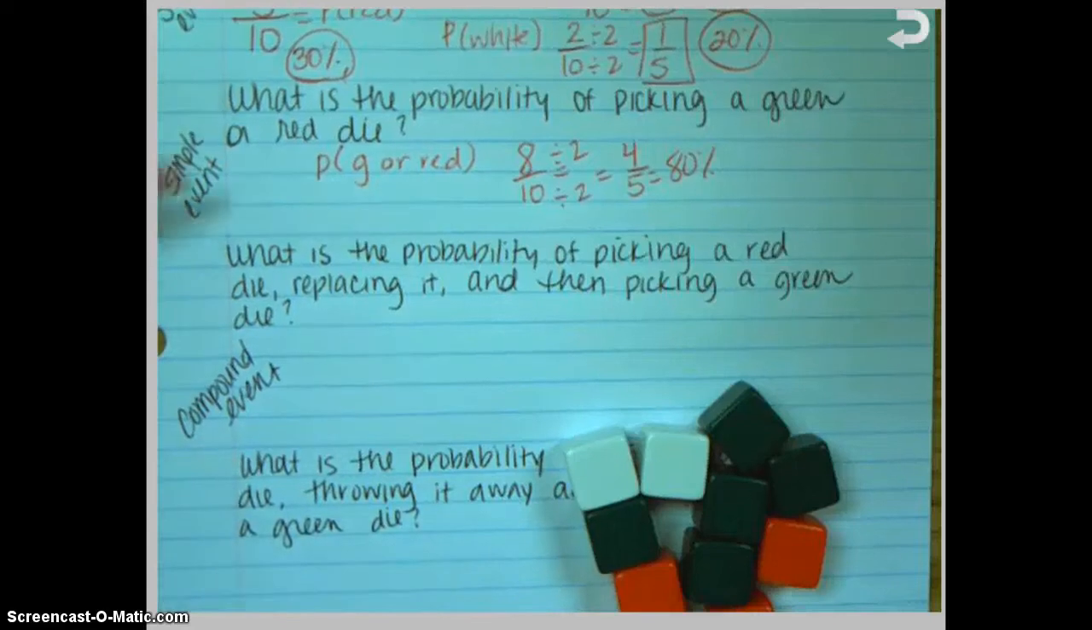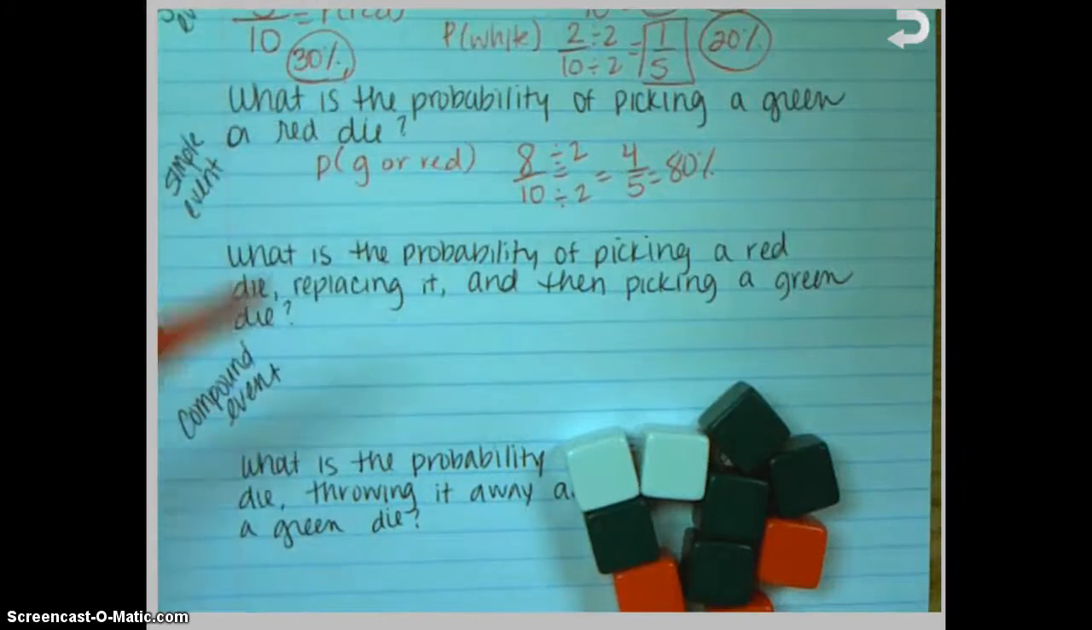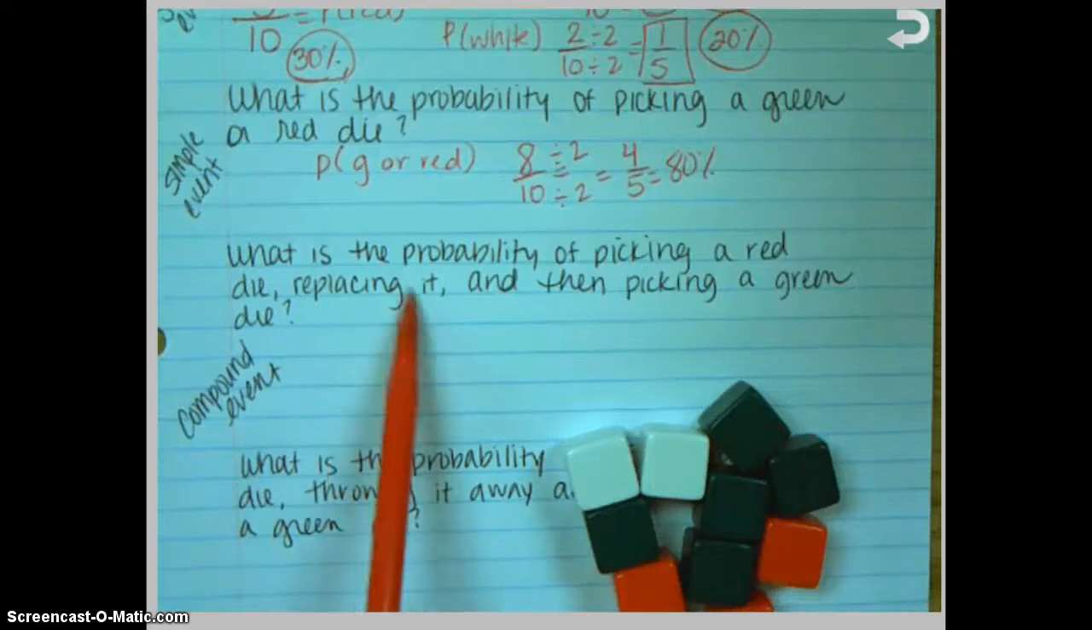And these two questions are called a simple event. You're just basically calculating one probability ratio, so one fraction, and then you're done. The next two are going to be a compound event. So that means you're going to have to do more than one probability ratio.